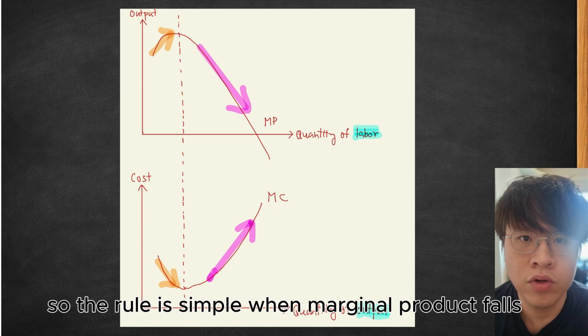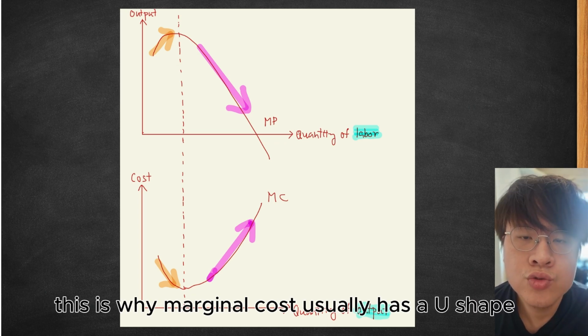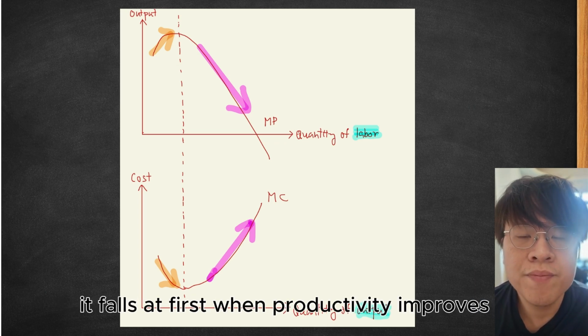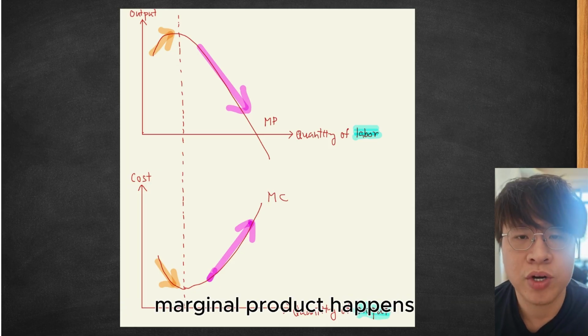So the rule is simple. When marginal product falls, marginal cost rises, and vice versa. This is why marginal cost usually has a U shape. It falls at first when productivity improves, and then it rises when diminishing marginal product happens.